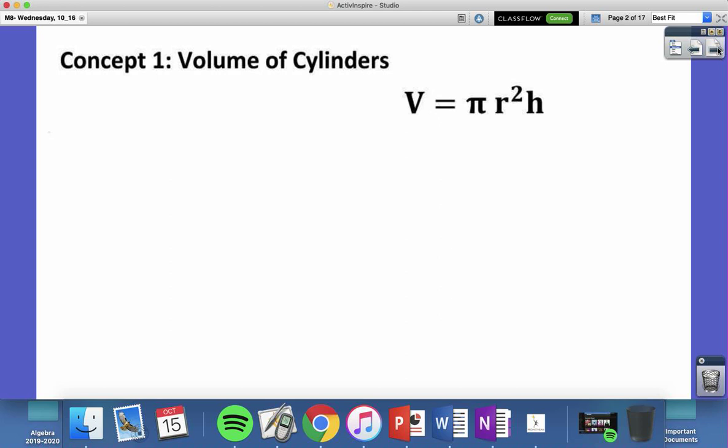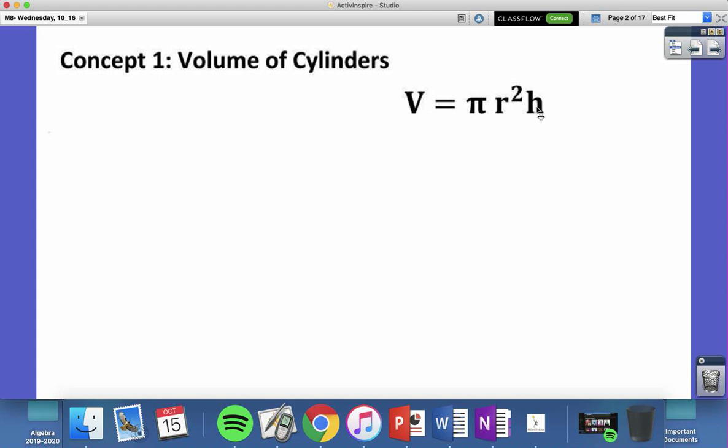Concept 1 is the volume of a cylinder. So a cylinder is typically seen in things like canned goods or other shapes of that nature. A cylinder's volume is found by multiplying pi by the radius squared by the height.